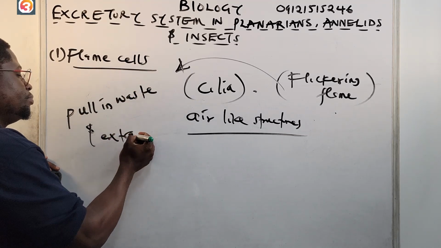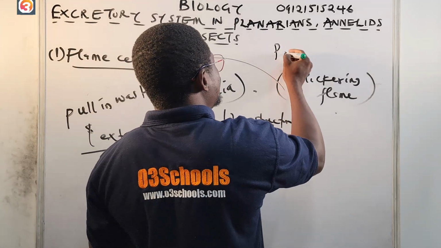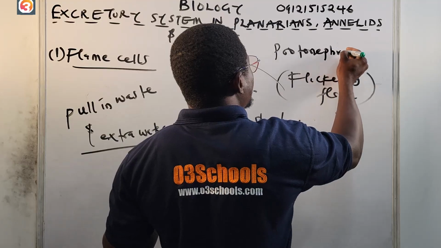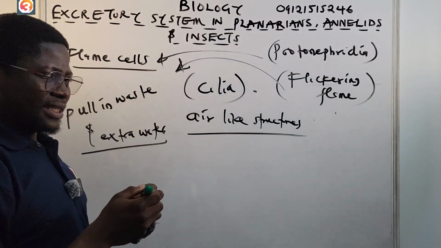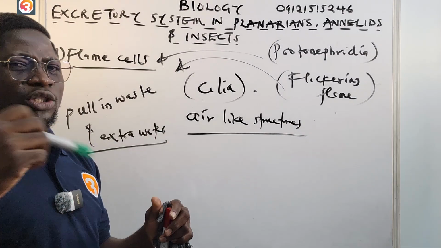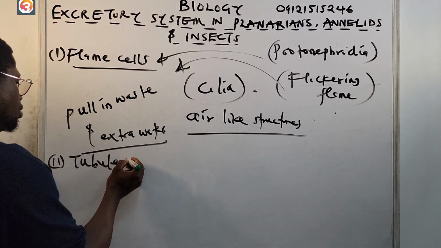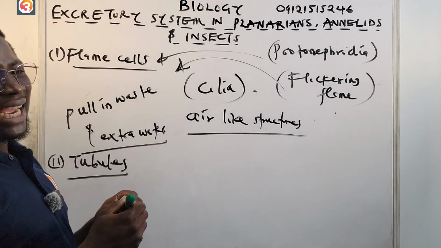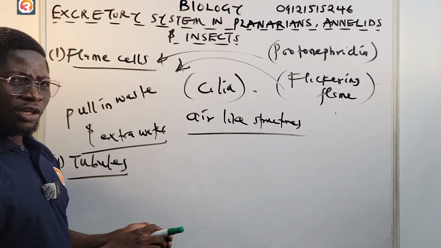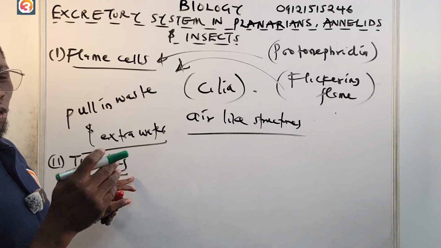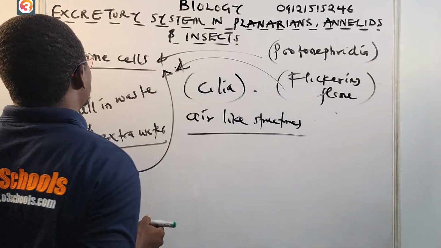So in this protonephridial system, the first phase is the flame cells. Then the next phase is the tubules. Number two, the tubules. Now these tubules are tiny tubes. So the waste will move from the flame cell to tiny tubes that are called tubules. And these tubules are easily connected to the flame cell.